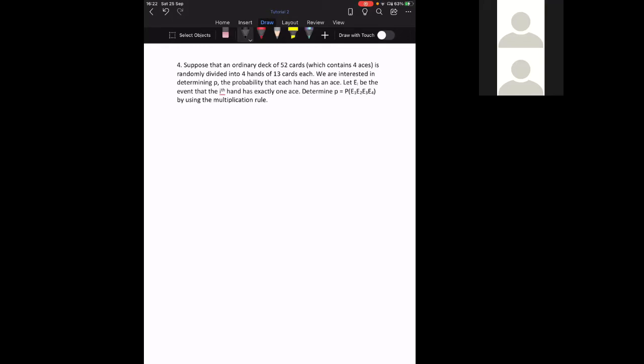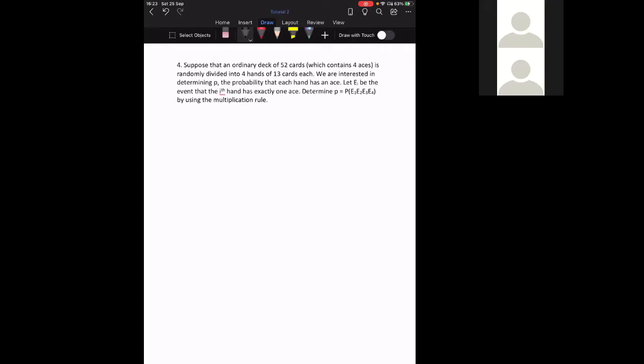So like you should know that there are 52 cards in a deck, and yeah, that's probably it. Like 4 aces is the maximum number of aces the deck can have, and so on. So, okay, it's randomly divided into 4 hands of 13 cards each. We are interested in determining P, which is the probability that each hand has an ace.